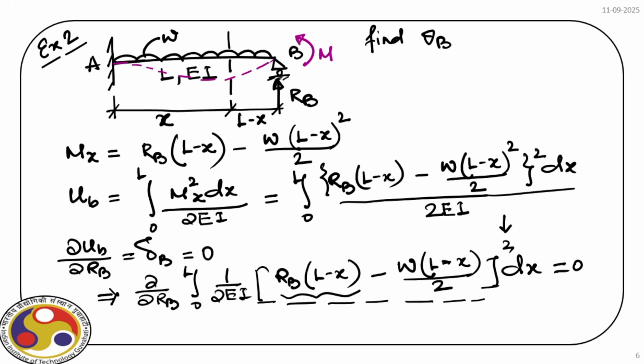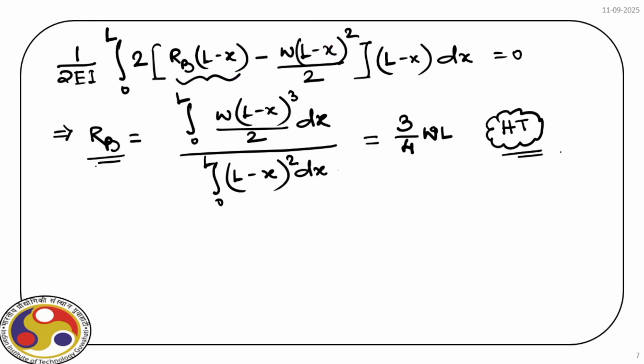Now we have to repeat the same exercise for the entire length of the beam. We have to find out the bending strain energy, and then we will differentiate with respect to M, and we will put M equal to 0. But now we know RB from the first part, right? So let us solve this problem.